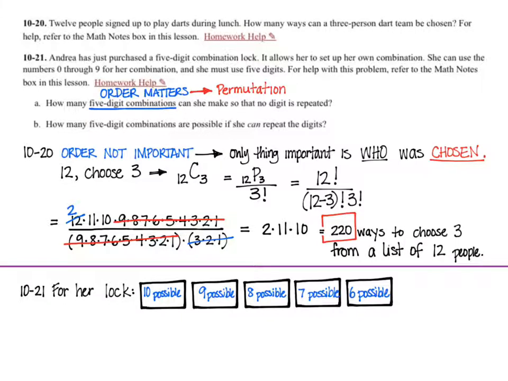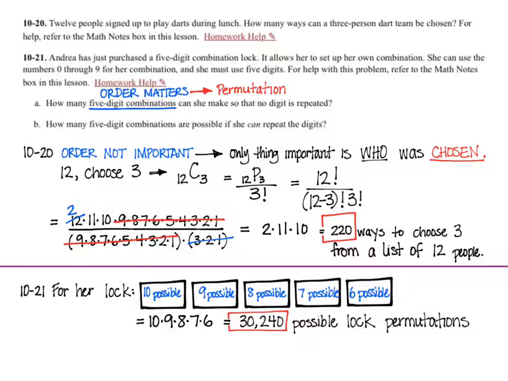And to figure out how many total different is just to multiply those numbers together. 10 times 9 times 8 times 7 times 6. And when we do that, there's 30,240 possible lock permutations. Different orderings of numbers. Okay. Now remember, since order matters, if I had the locker combination 1, 2, 3, 4, 5, that would be very different than a locker combination that was 5, 4, 3, 2, 1.